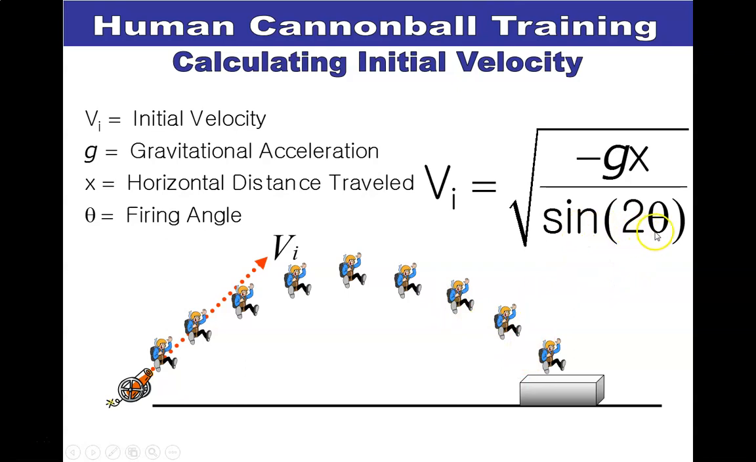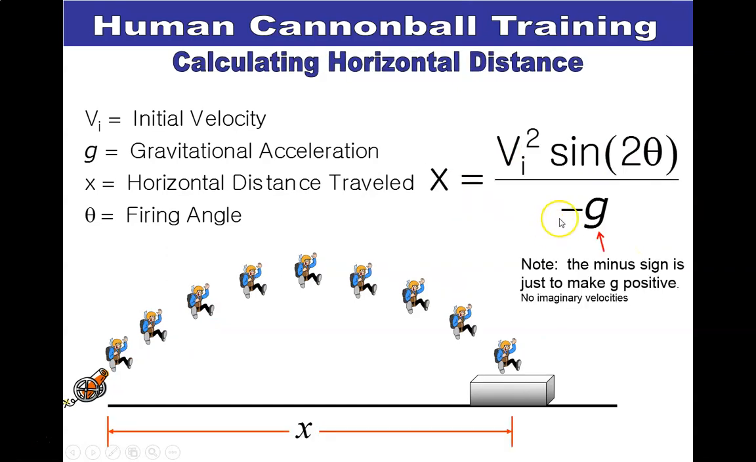And so then theta is your firing angle. If you were trying to figure out how fast you wanted to shoot a projectile out of your cannon to land this far away, firing at this angle, then this is the form of the equation you would use. If you're trying to figure out how far away something is going to land, you would use this form of the equation. All they did was do a little bit of rearranging of the same equation.